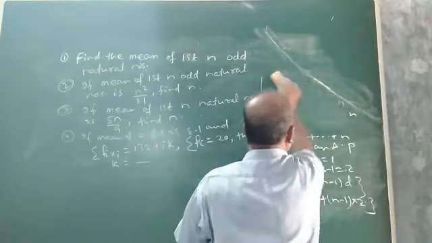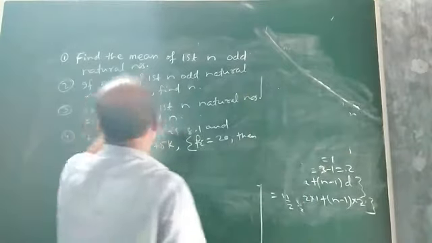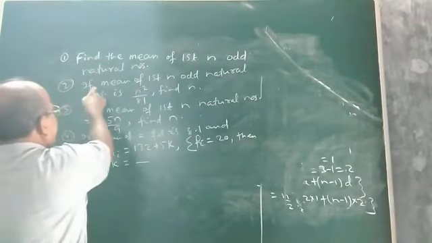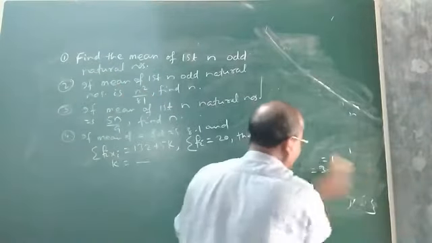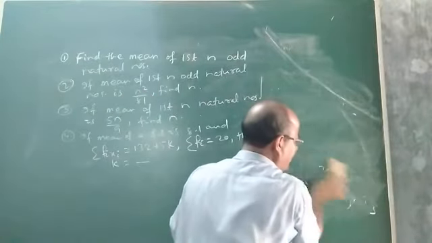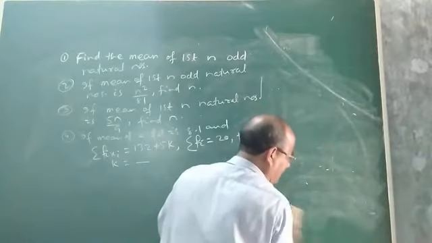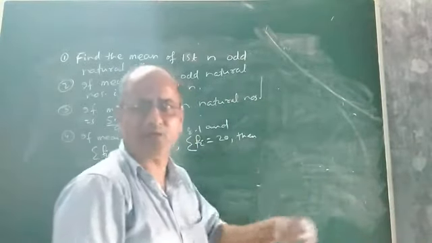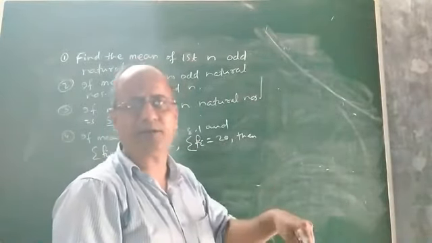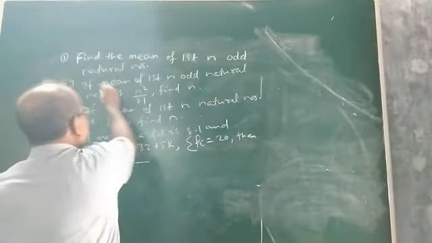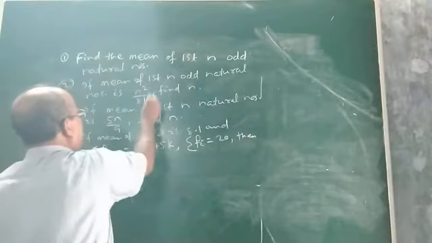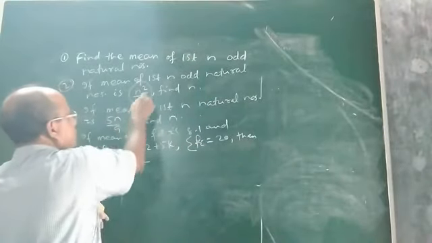Question number 2. What is given in question number 2? Suppose you are given the mean of the first n odd natural numbers. Again it is another question. In question 1 it was asked to find the mean of the first n odd natural numbers. But in the second question, the mean of the first n odd natural numbers is already given. It is n square by 81.